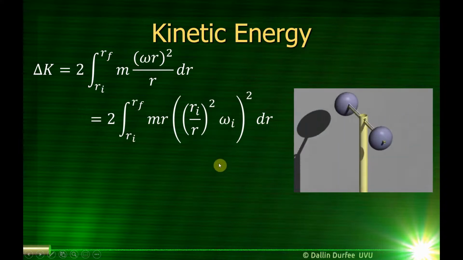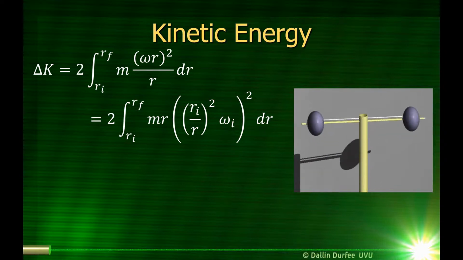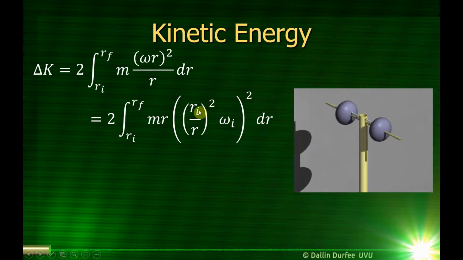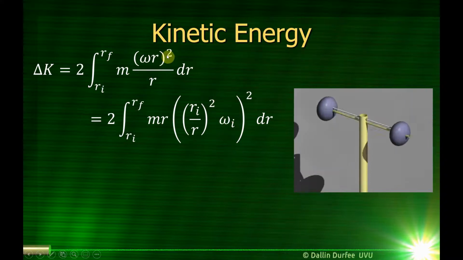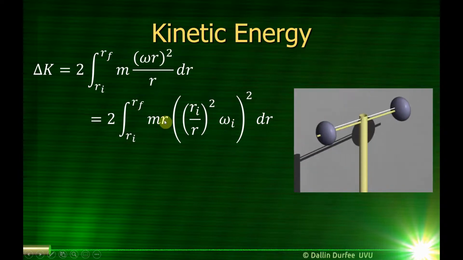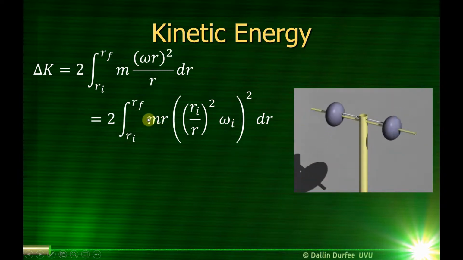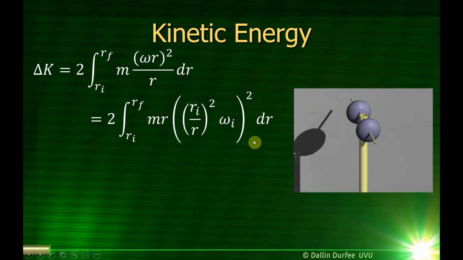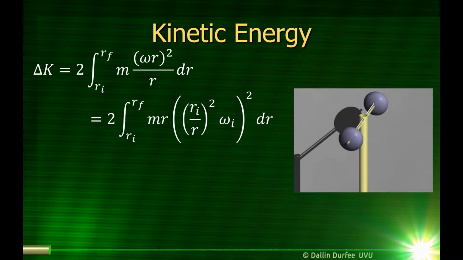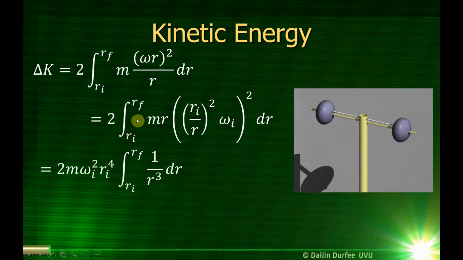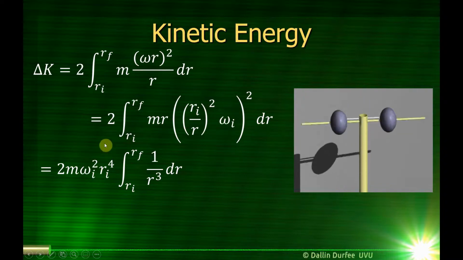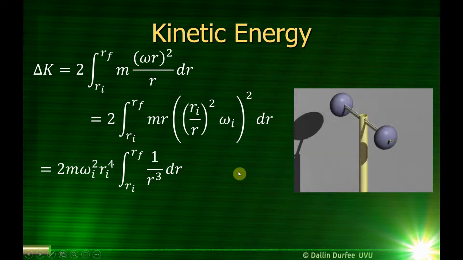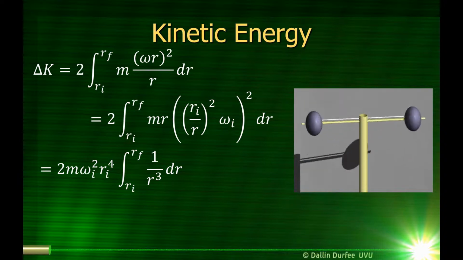We found, using conservation of angular momentum, that the final omega is the r initial over r final, squared, times the initial omega. Then we have an r squared here that cancels one of those r's, and so we get an r right there. Now, we can pull everything out of this integral that does not depend on r, everything that's just a constant. So we have our 2, we pull out the mass, omega initial, and r initial, and what we're left with in the integral is just 1 over r cubed dr.